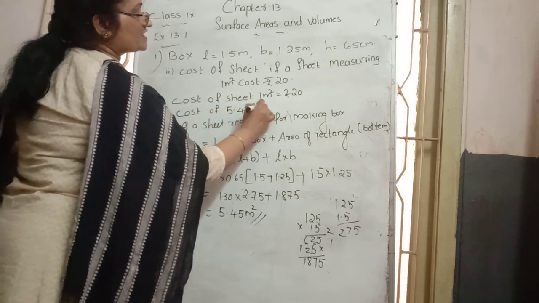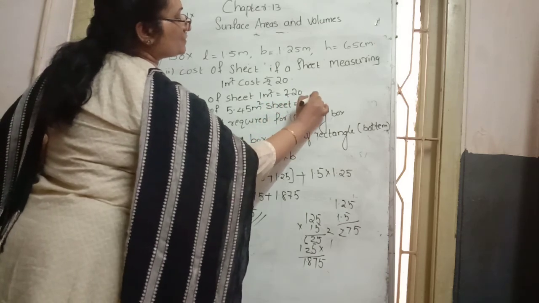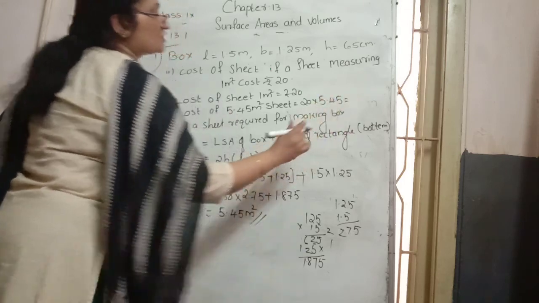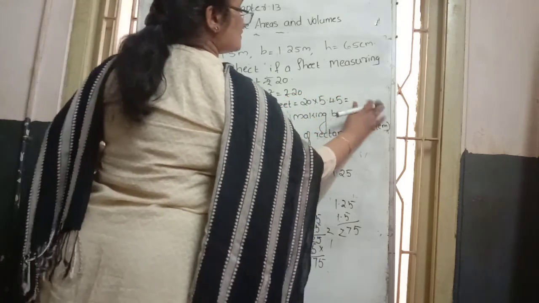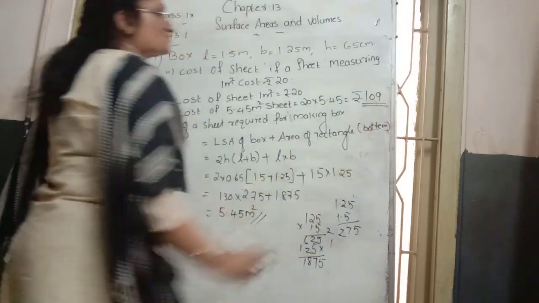The sheet is 5.45 meter square. How do we find the amount? 20 rupees is multiplied with 5.45. After multiplication, how many rupees will it come to? We get 109 rupees.